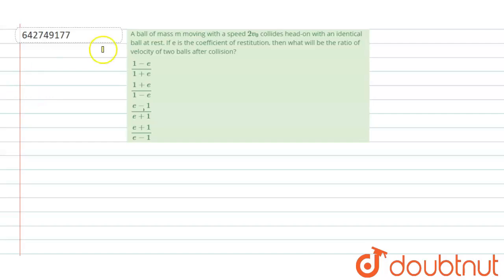Hello students, the question is: a ball of mass m moving with speed 2v0 collides head on with an identical ball at rest. If e is the coefficient of restitution, then what will be the ratio of velocity of two balls after collision? Let's explain.